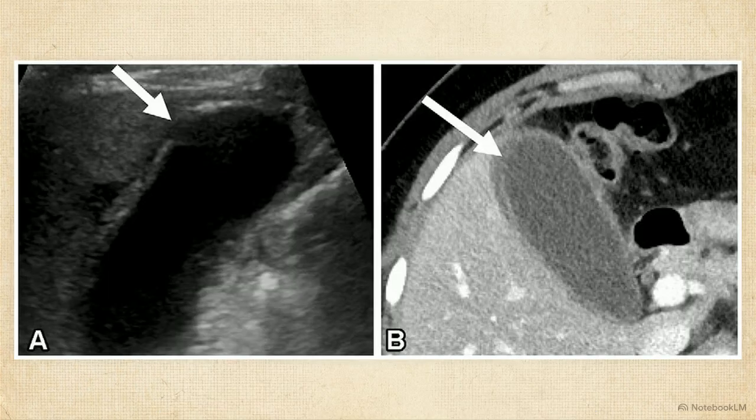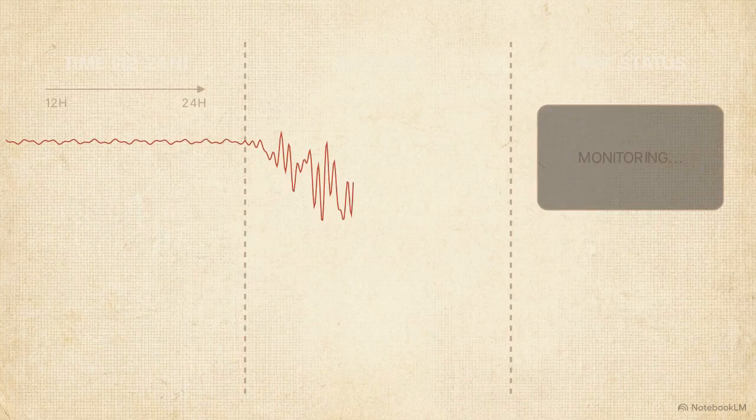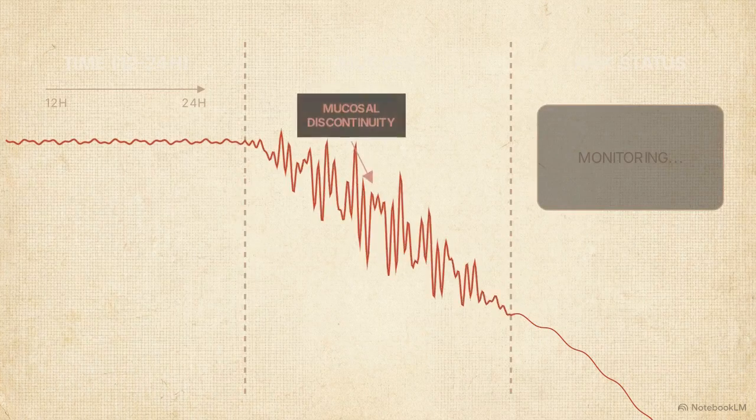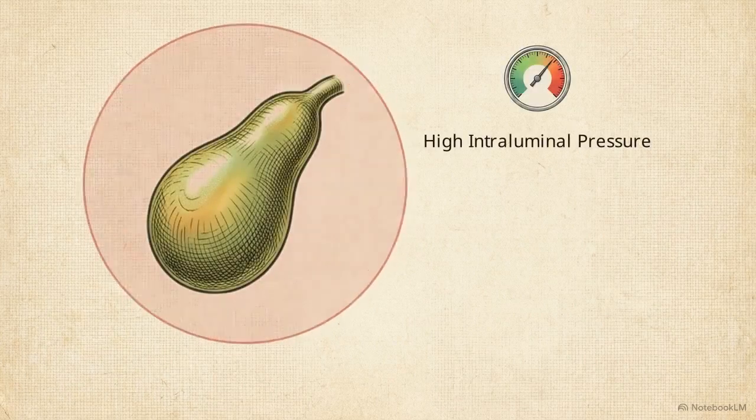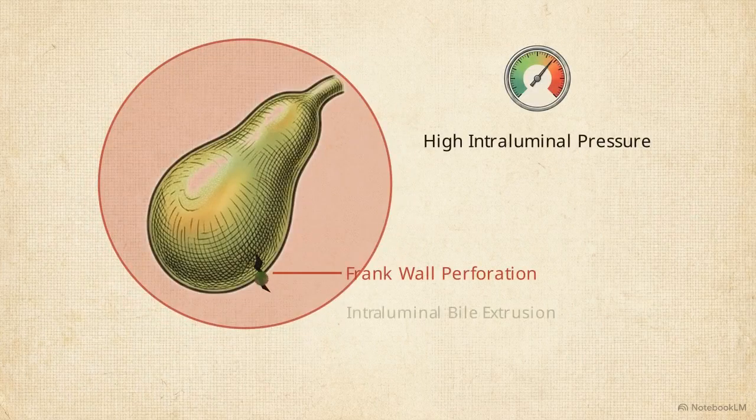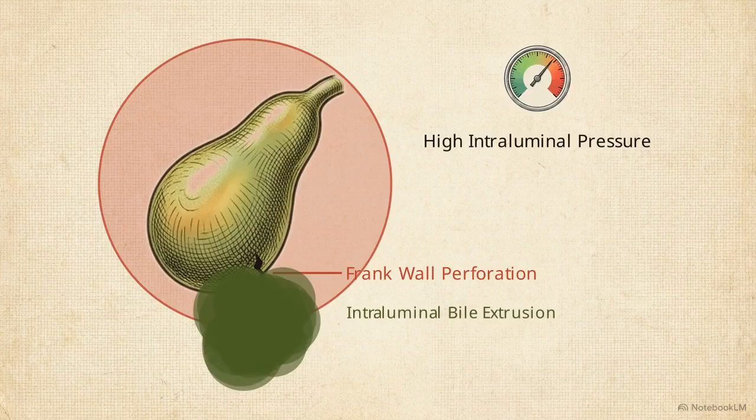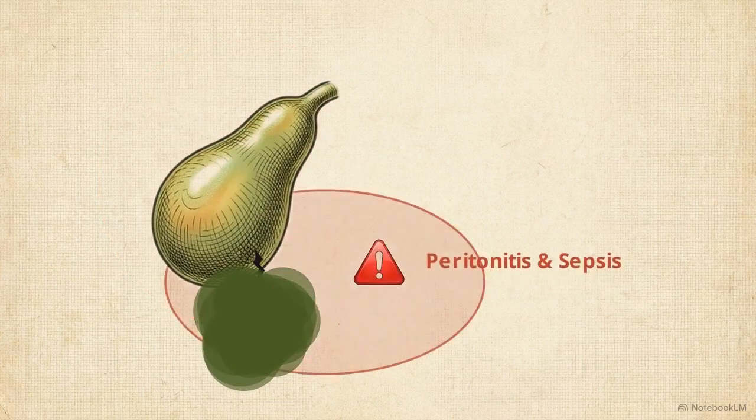During this window, evaluate mucosal integrity. The left ultrasound shows focal loss of the bright mucosal line, indicating localized ischemia. The right CT scan validates this breakdown, showing the exact same area as a dark, hypoenhancing void. Tracking these temporal changes and identifying mucosal discontinuities is how clinicians can diagnose gangrenous progression before the wall completely fails. The endpoint of untreated ischemia is frank wall perforation. Once the tissue tears, intraluminal bile extrudes into the abdomen, triggering peritonitis and sepsis.